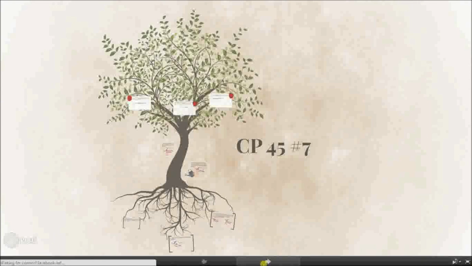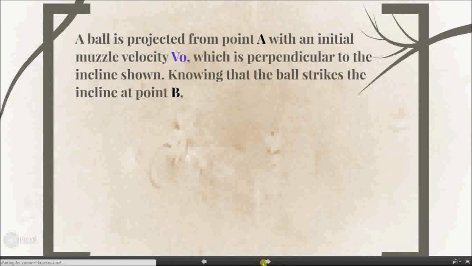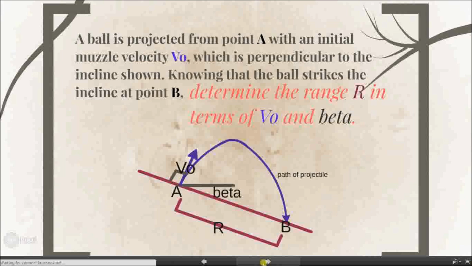Today on Keen Academy, we'll be looking at CP45, number 7. Let's look at the question. A ball is projected from point A with an initial muzzle velocity v0, which is perpendicular to the incline shown. Knowing that the ball strikes the incline at point B, determine the range r in terms of v0 and beta.